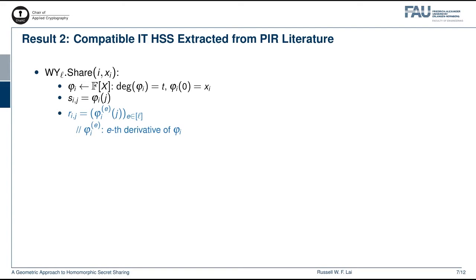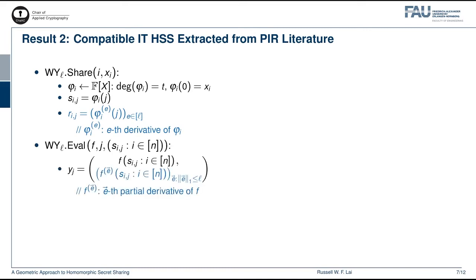First, the share algorithm. As in the Shamir secret sharing scheme, the input client samples a degree t polynomial phi_i such that phi_i evaluated at 0 is xi. Then the jth share is just phi_i evaluated at j. For L greater than 0, however, the input client is also going to compute all the derivatives of phi_i up to order L and evaluate them at j for all j. These derivatives will then be used as recovery information.